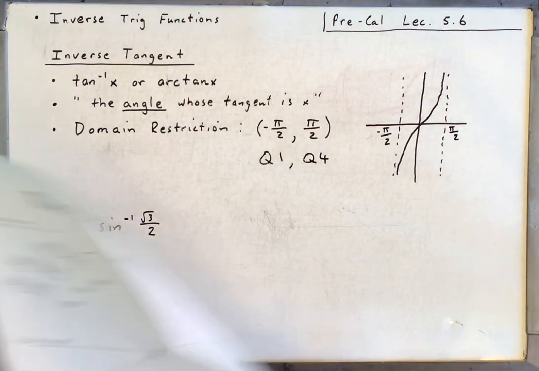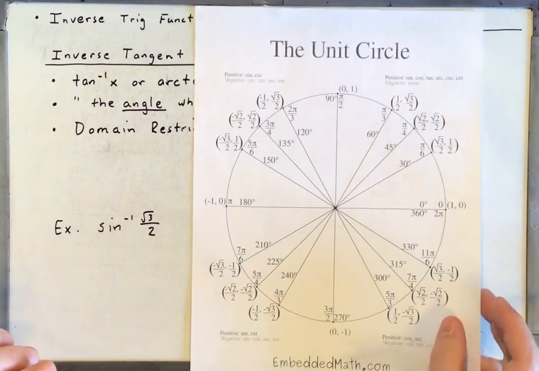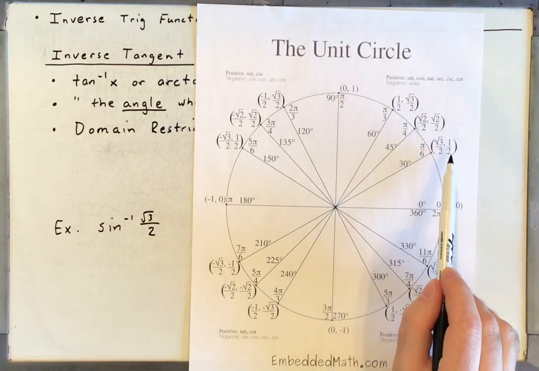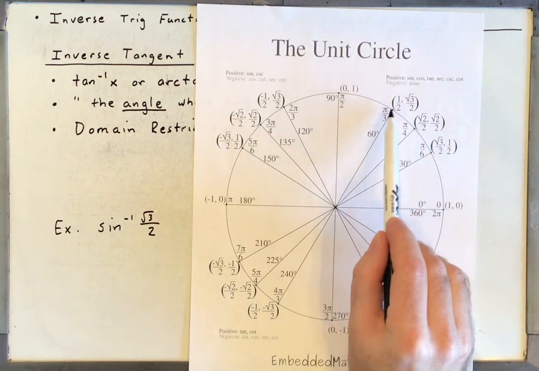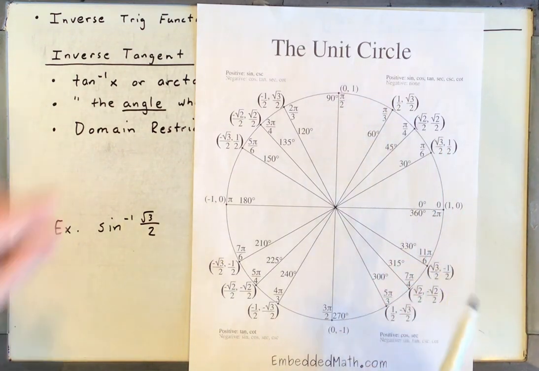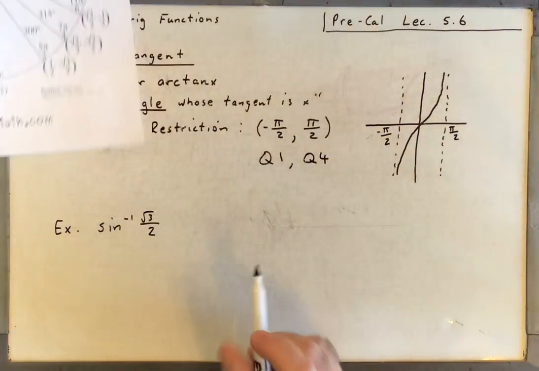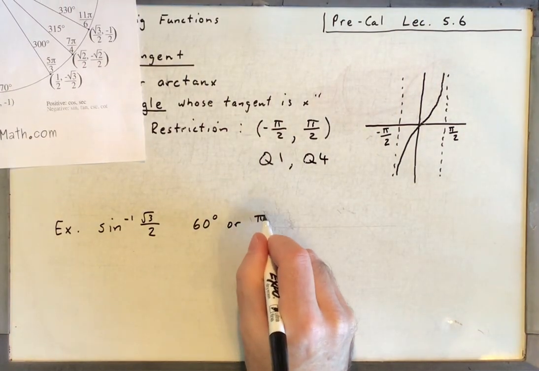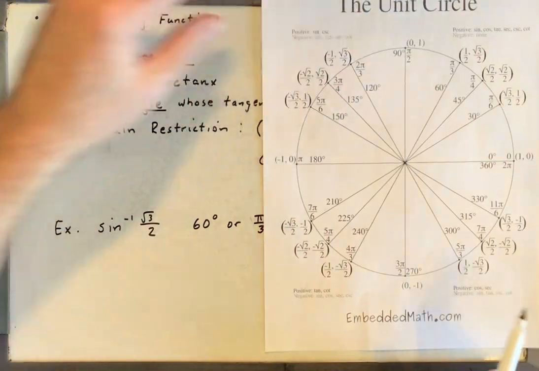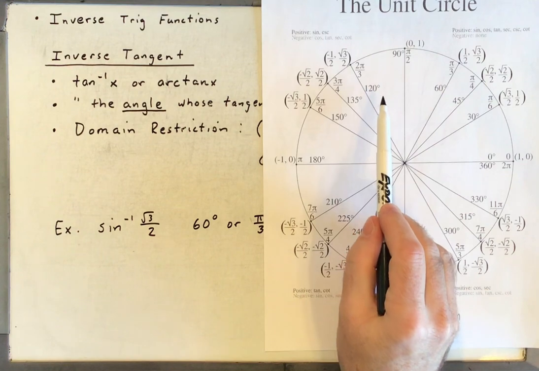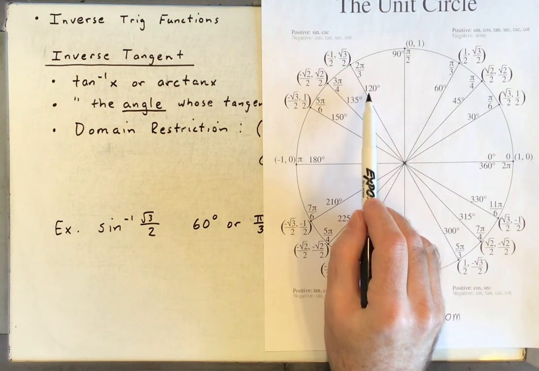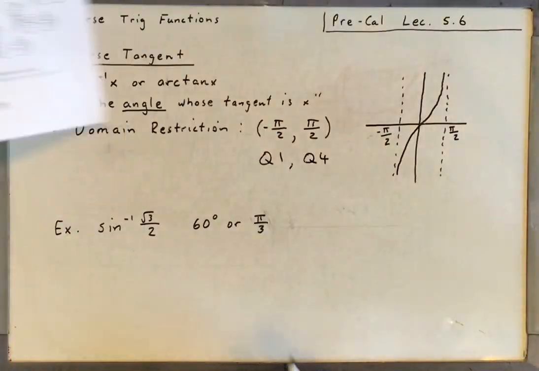Okay, so let's get our unit circle out. Where is sine square root of 3 over 2? And remember, it goes cosine then sine. So at 60 degrees, or pi over 3, that's one. But then you also have it in quadrant 2. Sine is root 3 over 2 at 120 degrees, or 2 pi over 3.